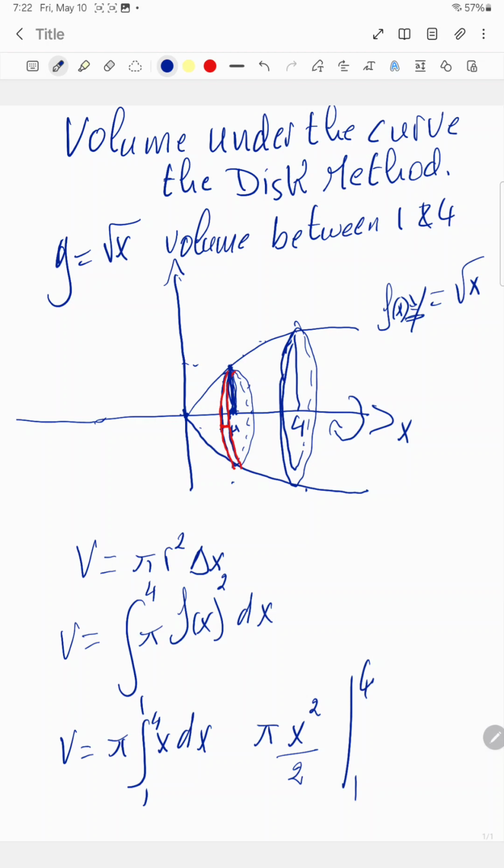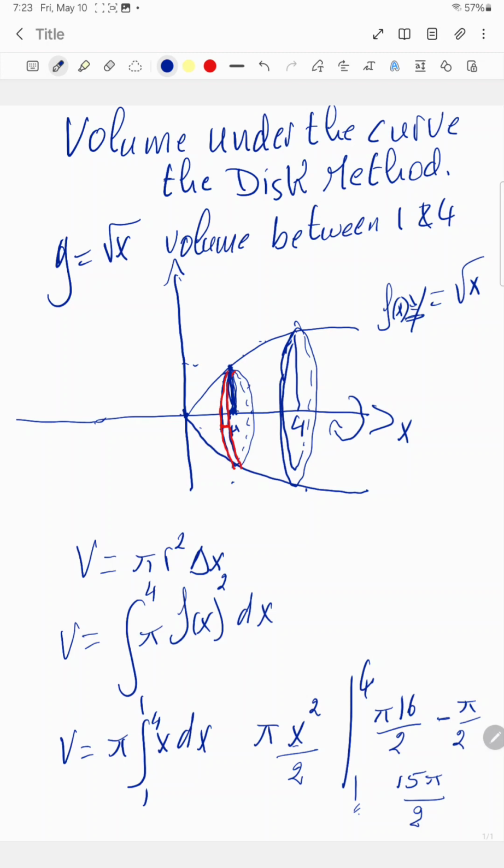And I replace x by 4 at the beginning, so it becomes pi times 4 squared is 16 divided by 2. And the second one, minus pi times 1, because the second one is x equal to 1, divided by 2. So 16 pi minus pi is 15 pi divided by 2. And that would be my volume.